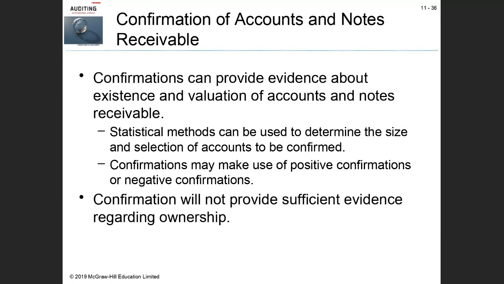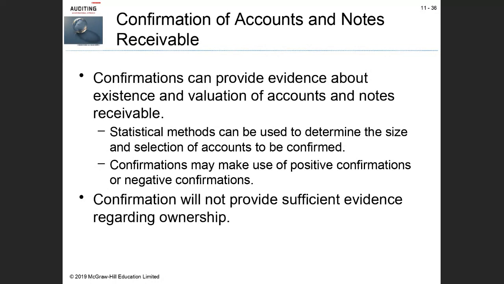Existence, right, is an audit assertion made by management. Valuation is an audit assertion made by management. So the auditors will attempt to verify: does the account receivable exist and is it properly valued? For existence, they're going to use confirmations, either a positive confirmation or a negative confirmation. Most of the time, positive confirmations are used. Positive confirmation, again, that's on page 478.